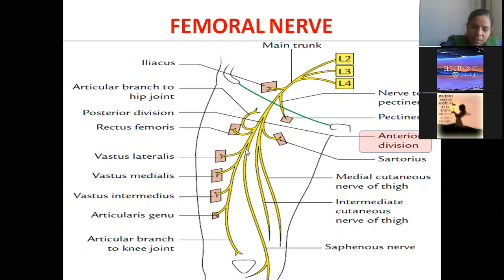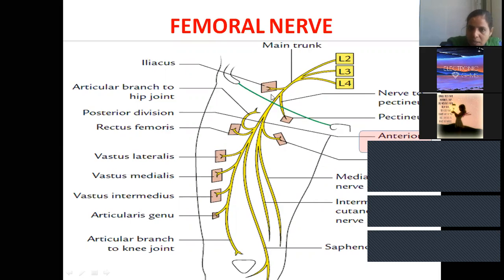Ritika, did you understand better? If you understand this, you will write everything. Yes, ma'am. Can you repeat once again, ma'am? Sure. From the trunk, two muscles are being supplied. What are those? Iliacus and pectineus.